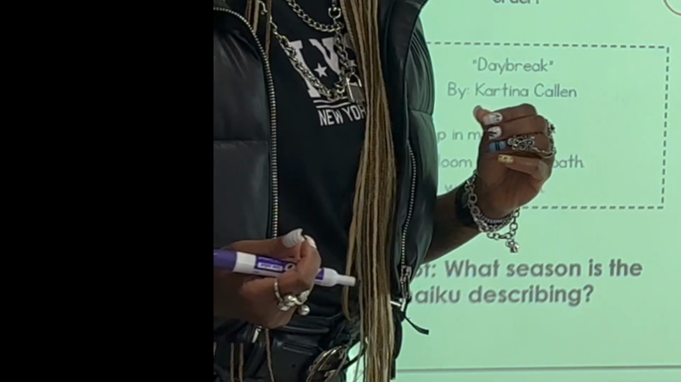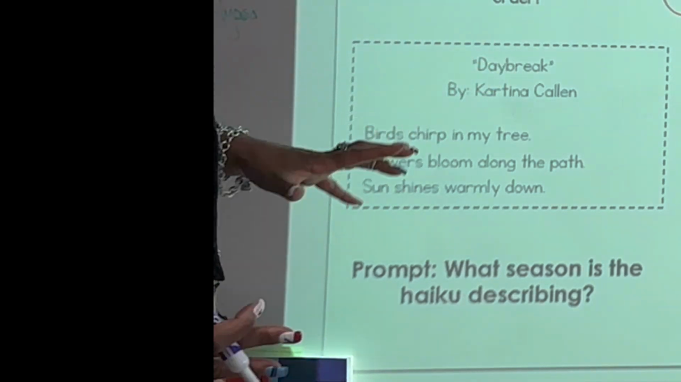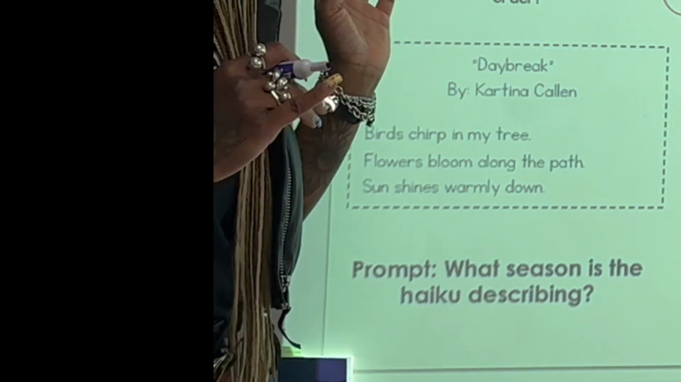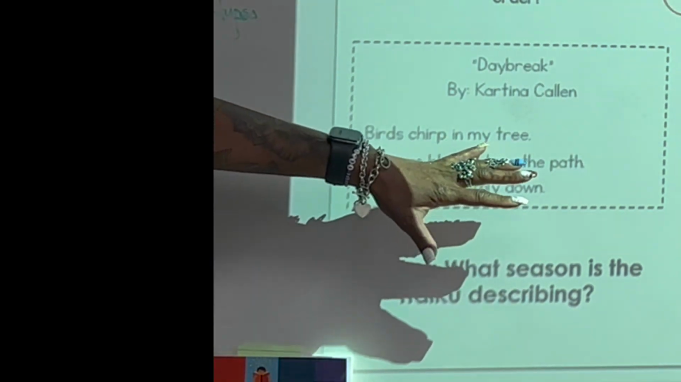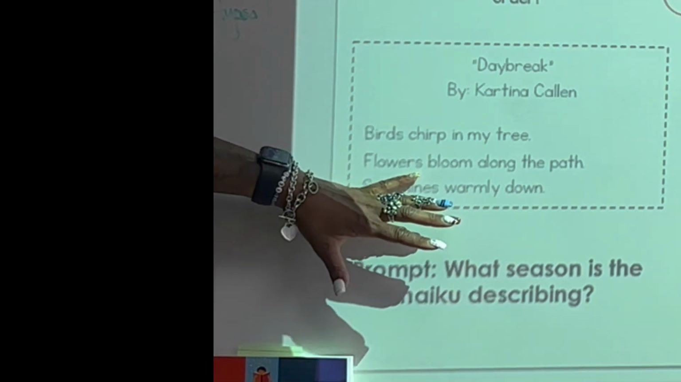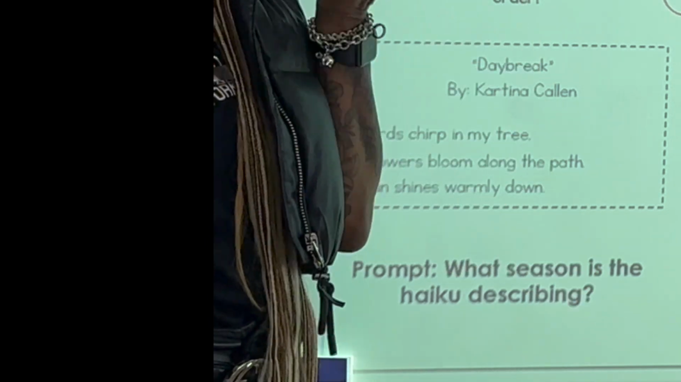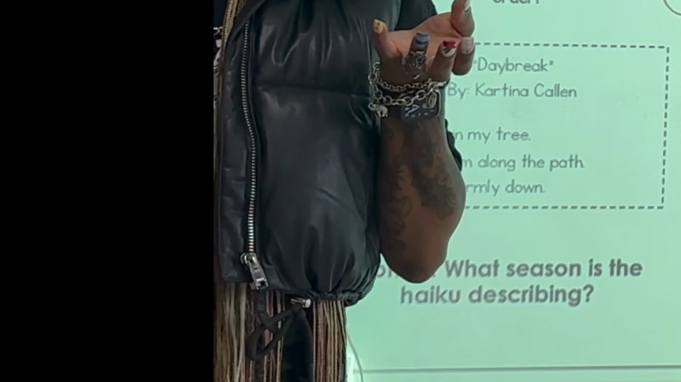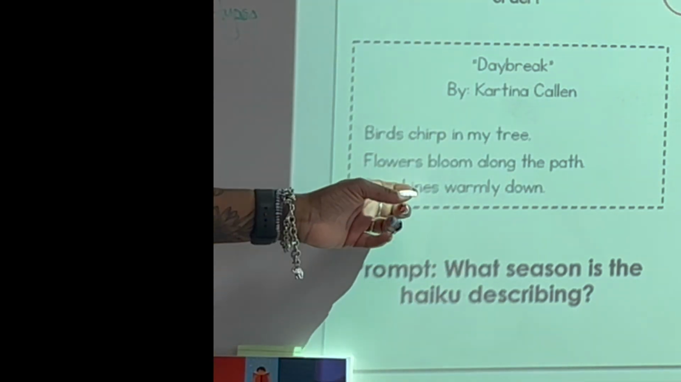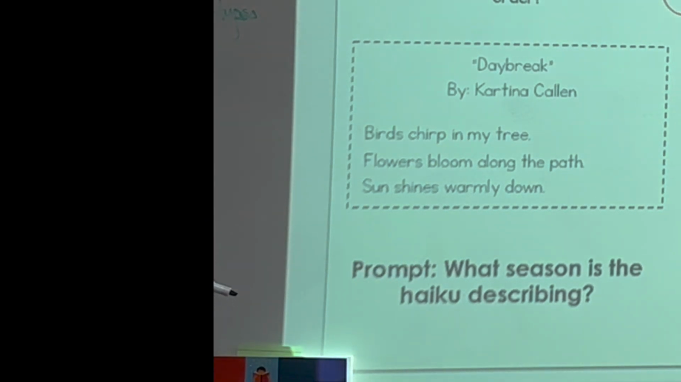Then I'm thinking through it, I typically hear birds chirping first thing in the morning. Sometimes they wake me up, so I know it's the start of a brand new day, which I'm typically grateful for, to wake up to see another day. So birds chirp in my tree. Flowers bloom along the path. So with blooming flowers, I kind of think of spring. Would you guys agree? Springish? Yeah. Blooming flowers? Okay, so the birds chirp, flowers. The sun shines warmly down.